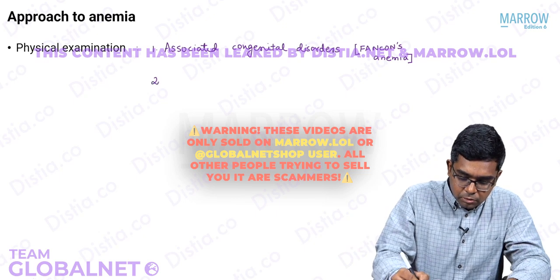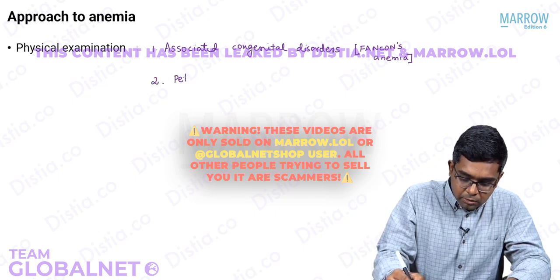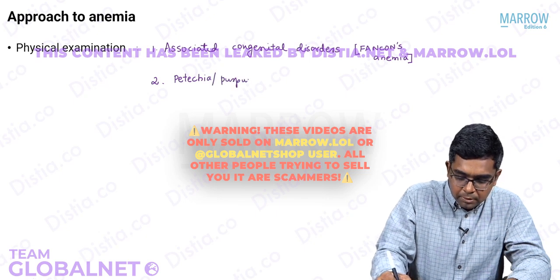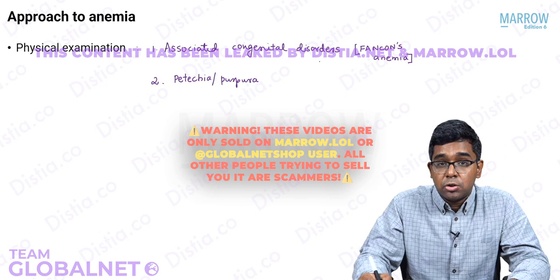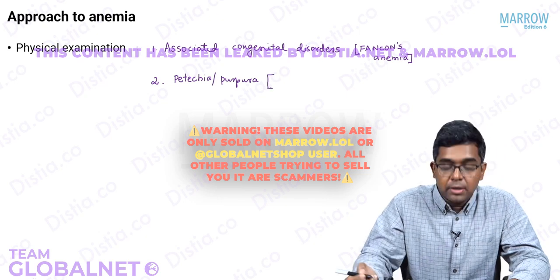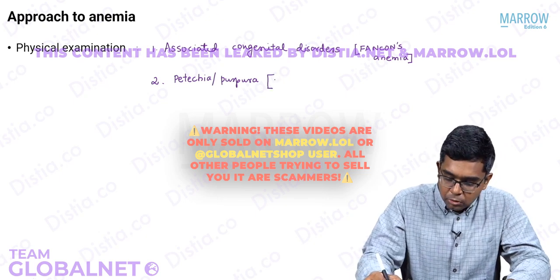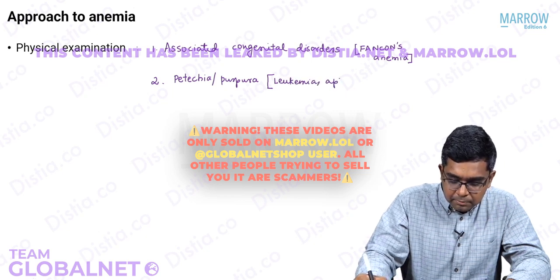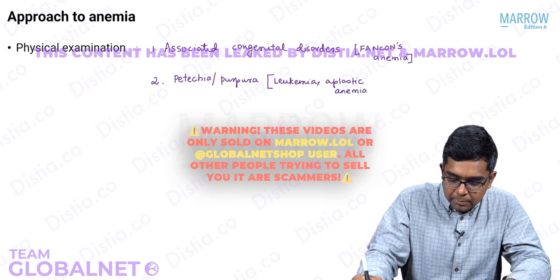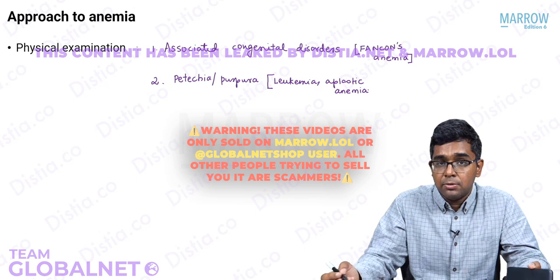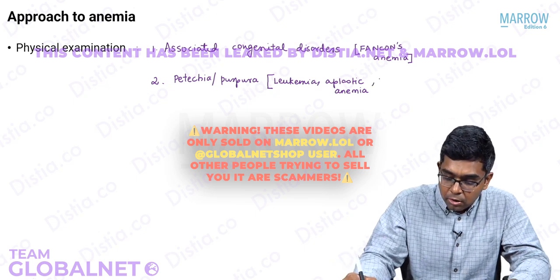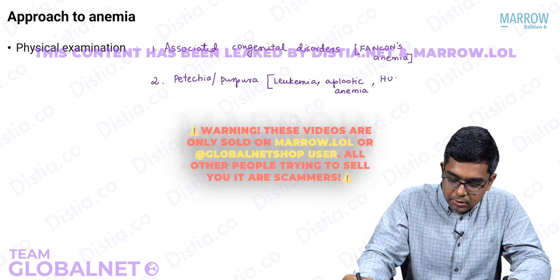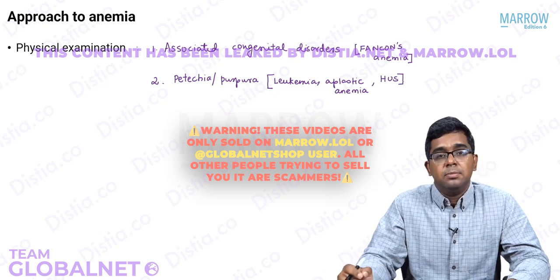Second important is to look for evidence of petechiae or purpura. We all know that petechiae or purpura are a feature of associated thrombocytopenia, which could be noted in conditions like leukemia, aplastic anemia. You know that in aplastic anemia, all cell lines will be decreased, as a part of which platelet count is also decreased, or it could be a feature of HUS, which is hemolytic uremic syndrome.